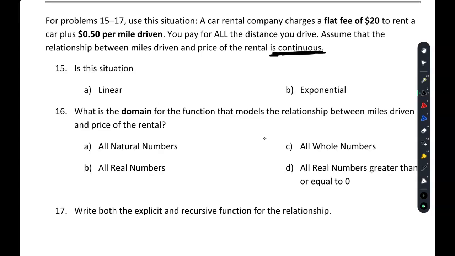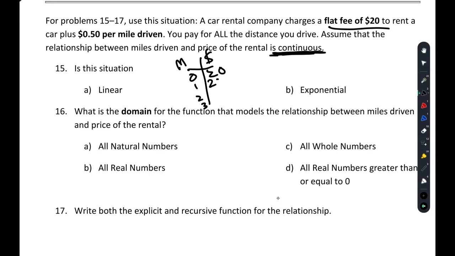All right. So I'm going to make a table here, and we're going to have the miles over here and the money over here. So just to rent the car, you're going to pay a $20 flat fee. So at 0 miles driven, that's $20. Every mile after that, 1, 2, 3, we're going to add 50 cents.